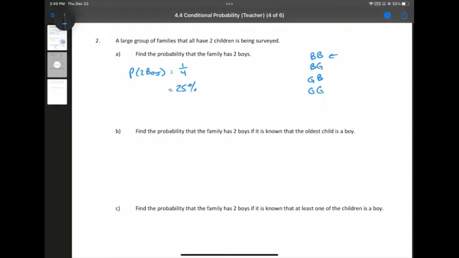Okay, for part B, find the probability that the family has 2 boys if it's known that the oldest child is a boy. So the probability of 2 boys given oldest is a boy.